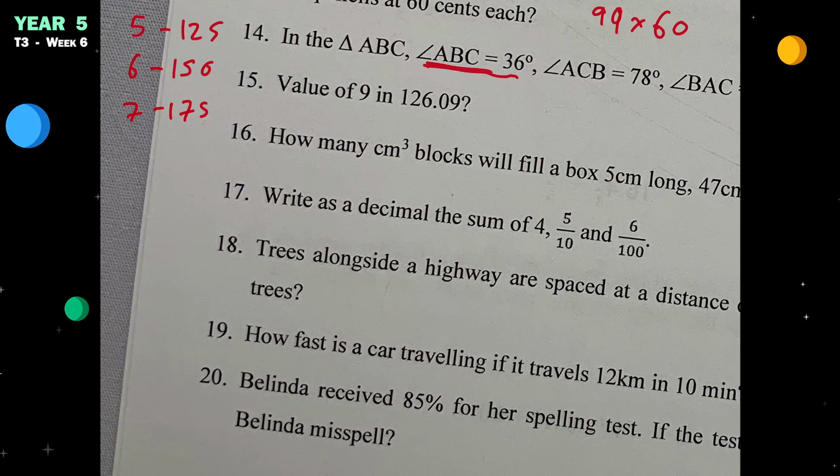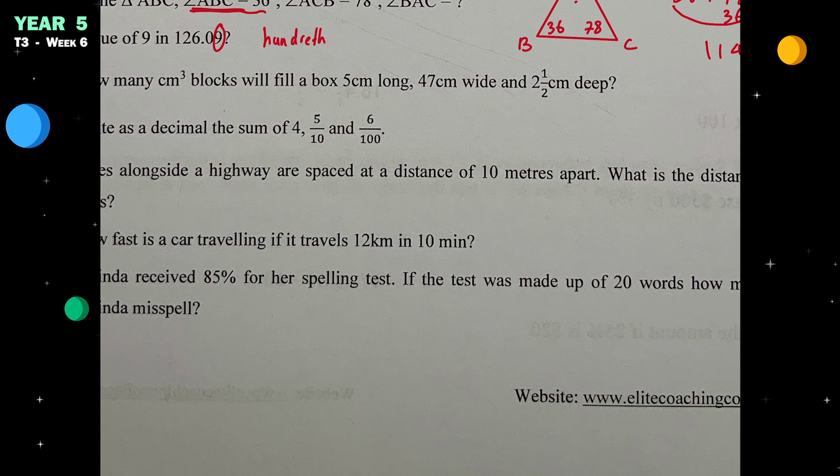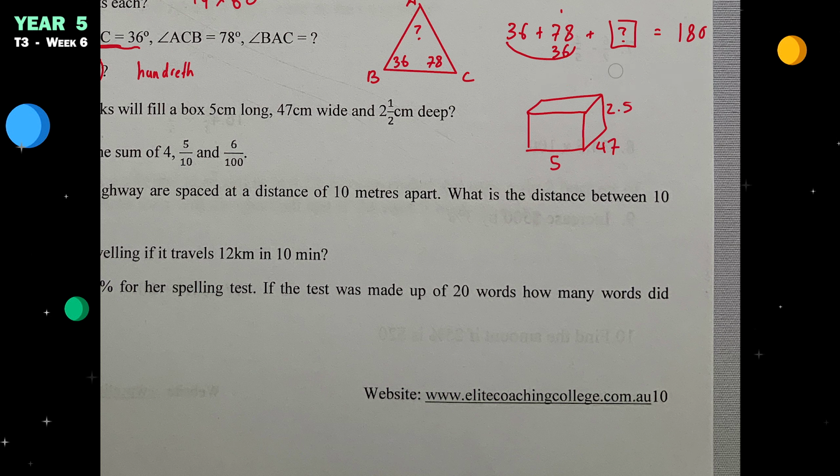Question 15. The value of 9 in here is the 100th value. How many centimeter cube blocks will fit into a 5 centimeter long box? Okay, so I'm just going to quickly draw that one. It's 5 centimeters long, 47 centimeters wide. So let's just do 47 wide, 5 long, and 2.5 centimeters high, deep and high, same thing.